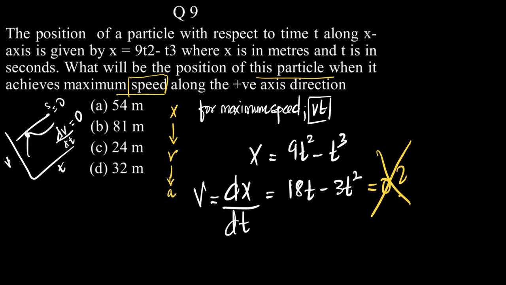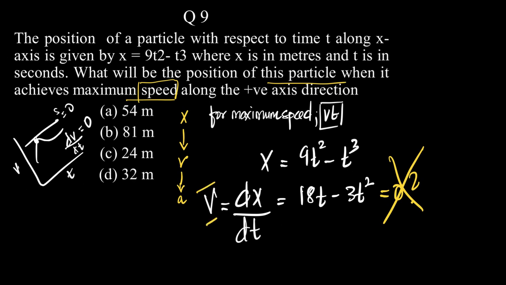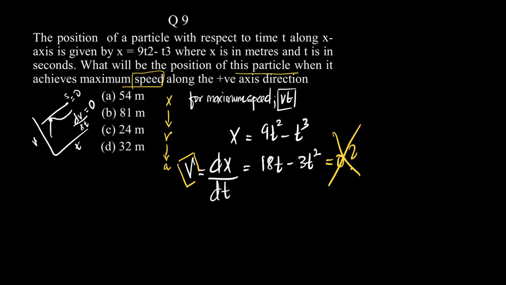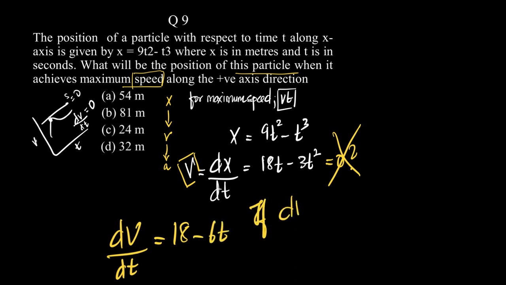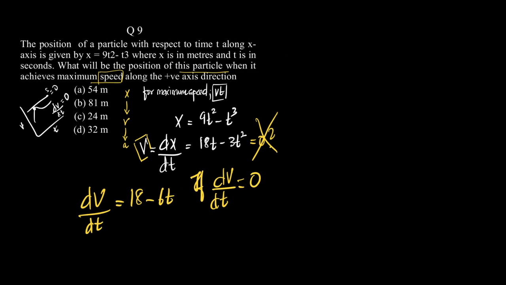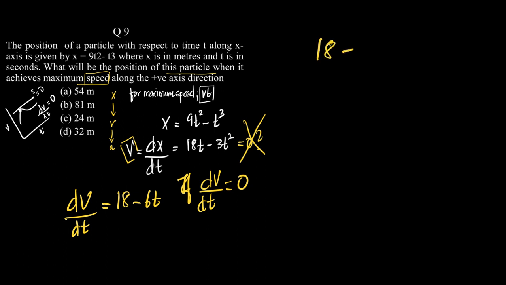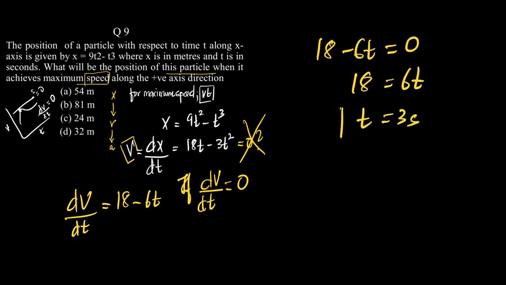Why can't you do this? Because it is only the velocity relation we have obtained. Now we need to find the time rate of this, which means dv by dt is what we need to find. So what is dv by dt? dv by dt is 18 − 6t. Now, if dv by dt is equal to 0, what can we say further? We can say that 18 − 6t = 0, which implies 18 = 6t, and then t = 3 seconds.